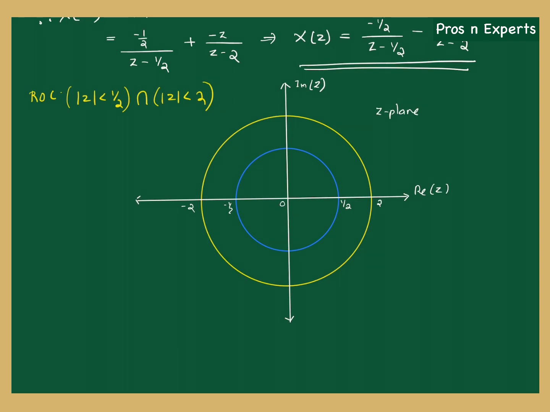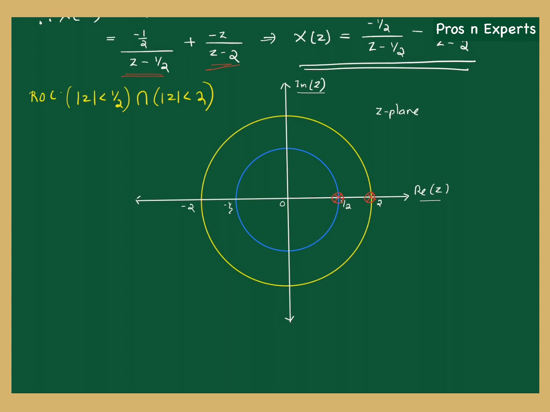Okay, I have drawn the z plane with the real part of z on the x-axis and the imaginary part of z on the y-axis. And so this is the first pole, z equal to half. And the next pole is z equal to 2. That is obvious from your transform equation. And I have drawn 2 circles corresponding to both these poles.